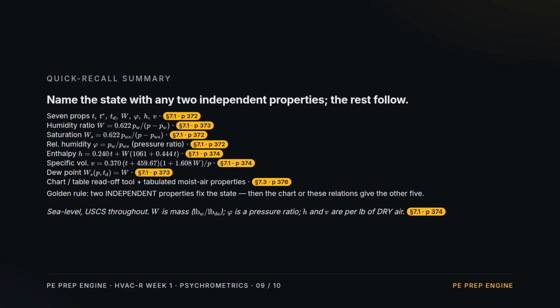Quick recall. 7 properties describe moist air. Any 2 independent ones fix the state. Humidity ratio from vapor pressure, relative humidity as a pressure ratio, enthalpy carrying the latent term, specific volume from the gas law, dew point where saturation meets your humidity ratio. Golden rule: 2 independent properties fix the state, then the chart or these relations give the other 5.